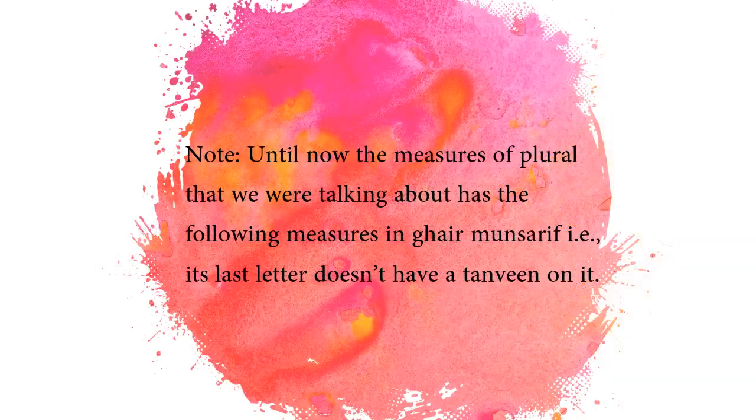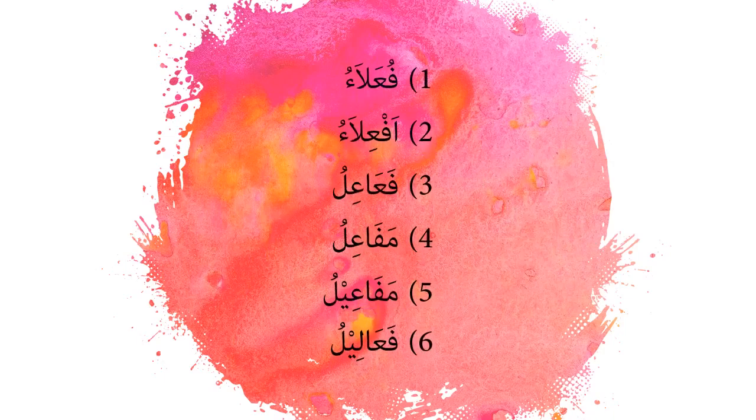Note: until now the measures of plural that we were talking about have the following measures in غير منصرف, that is, its last letter doesn't have a tanween on it. Number 1, فعلاء. Number 2, أفعلاء. Number 3, فعائل. Number 4, مفاعل. Number 5, مفاعيل. And number 6, فعاليل.